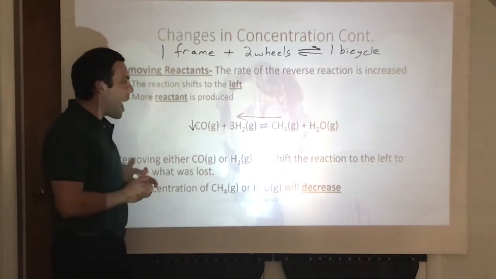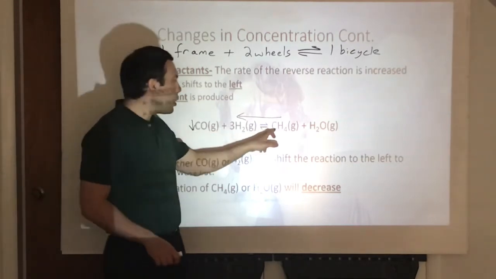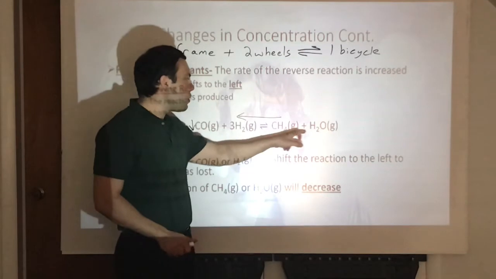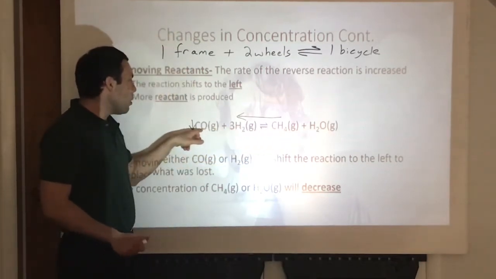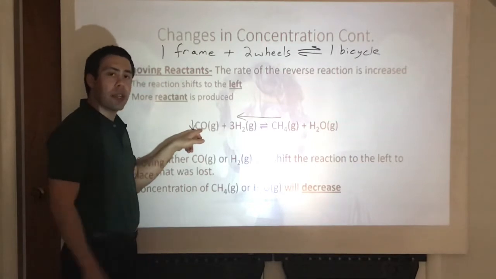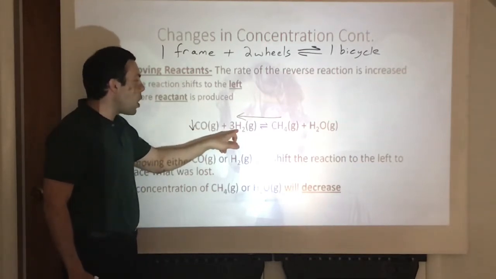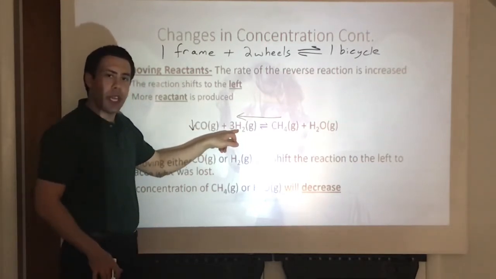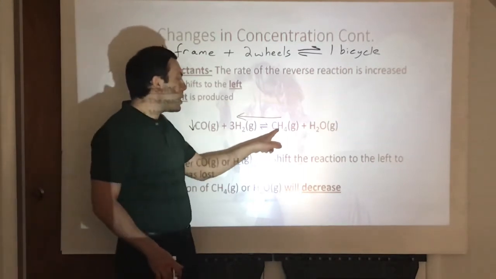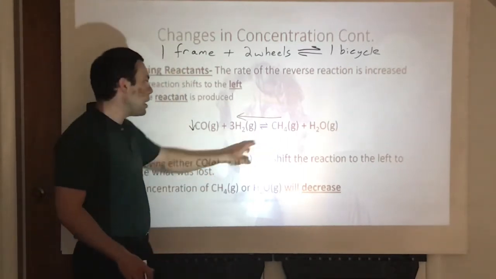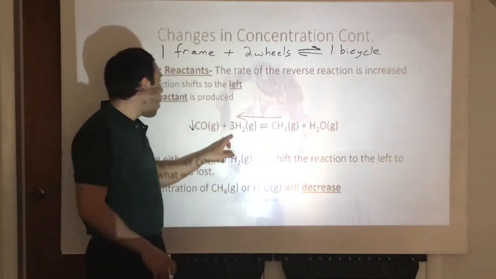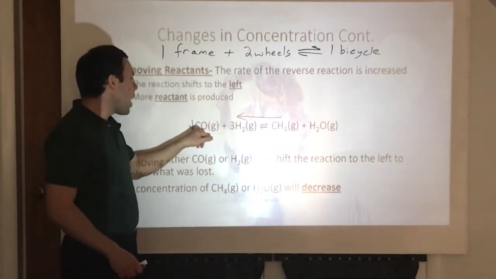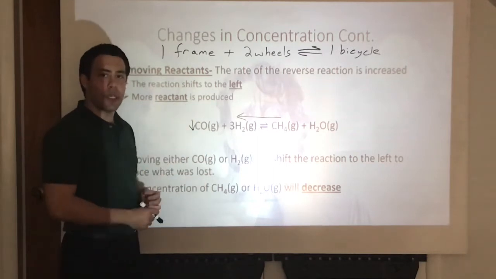So, what does the reaction do? The reaction breaks down CH4 and H2O and makes more CO to get back to equilibrium, and as a result it makes more H2, hydrogen gas. So the amount of products in this case, when we remove a reactant, the amount of products, CH4 and H2O, decreases, while the amount of H2 and CO increases.